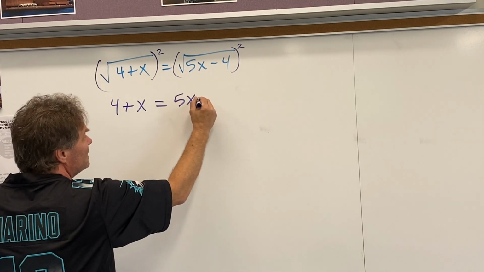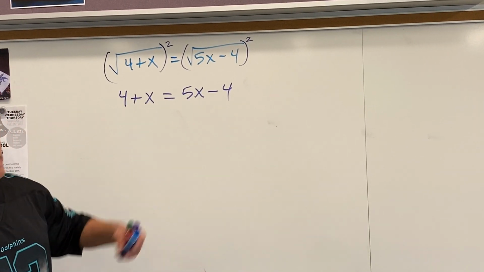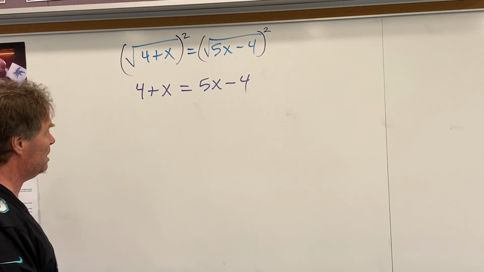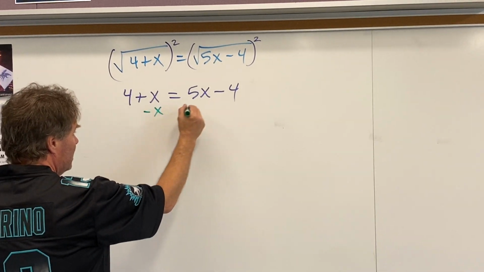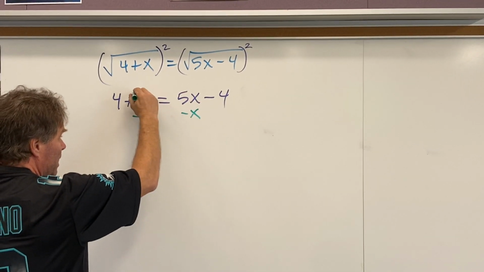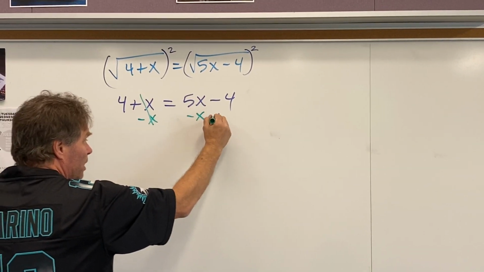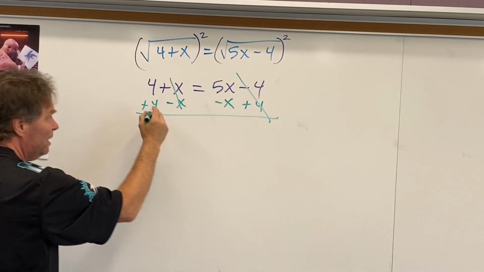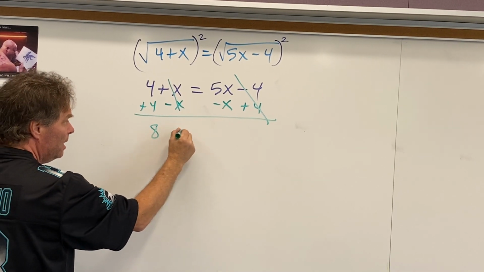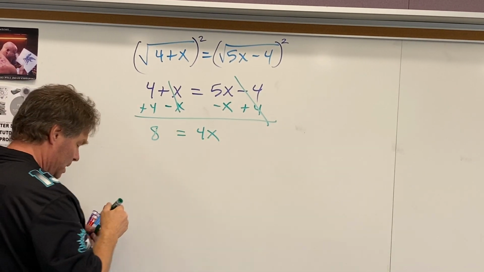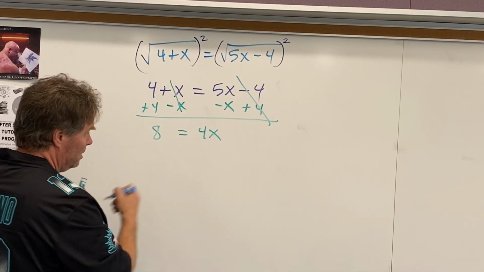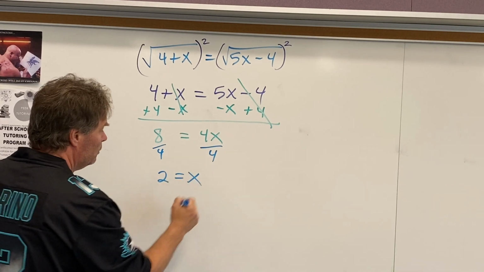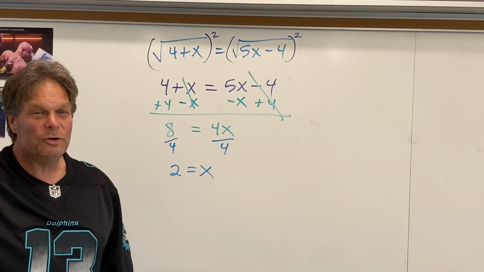Oh my gosh, this is like we learned in chapter 1 or chapter 2 in our book, something like that. It's crazy. Look, move the x's over here, cancel that. If I'm moving the x's over here, might as well move the number over here. No way, it can't be that easy, but it is. 8 equals 4x, divide by 4, x equals 2. Is my solution?